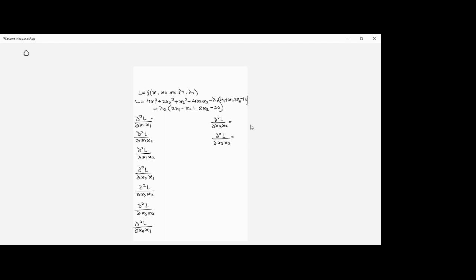Only for the first 3 values will we need to take some effort. After that it is easy. So partial L upon partial x1 will come out to be 8x1 minus 4x2 minus lambda 1 minus 2 lambda 2. Is that the value, right?